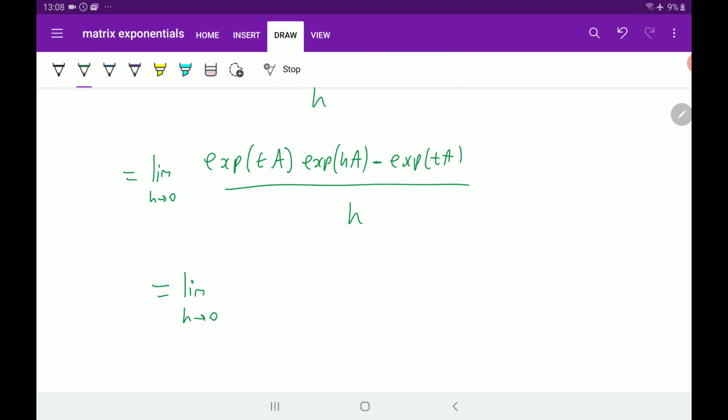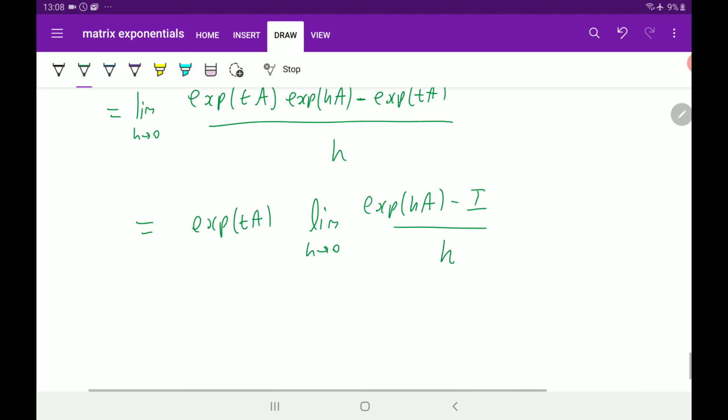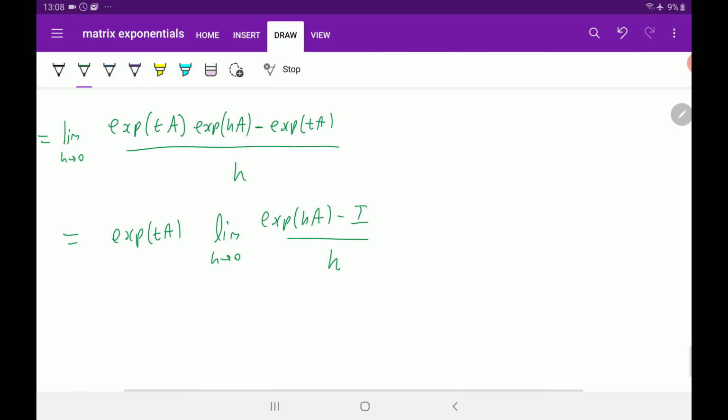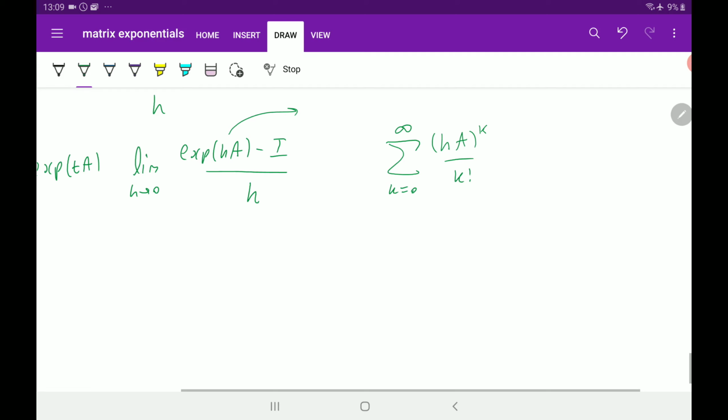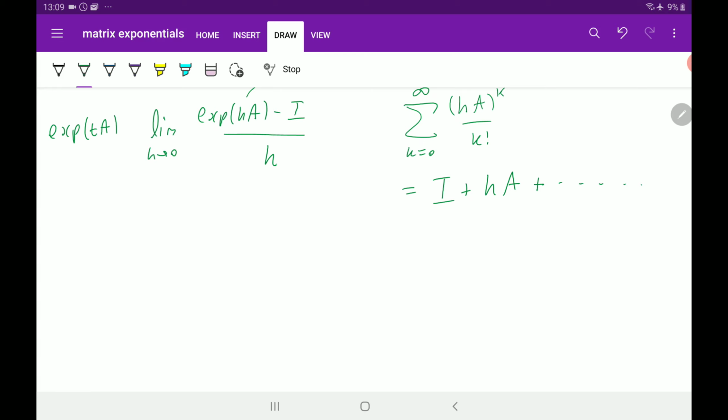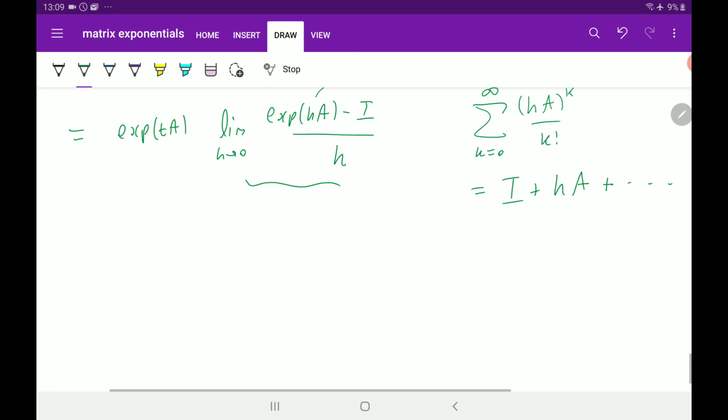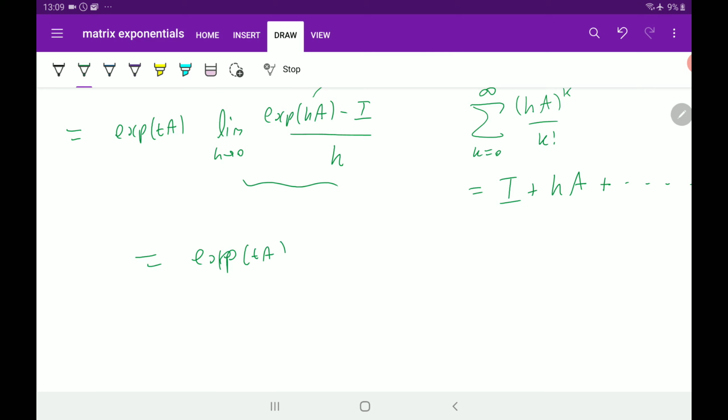And then we can take this guy out, and then we've got the limit as h goes to 0 of exp hA minus the identity matrix over h. Okay, but the definition of exp of hA is the sum from k equals 0 to infinity of (hA) to the power of k over k factorial, right? And this is just the identity matrix plus h times A plus higher order terms, and I'm dividing by h. The I's cancel, and I'm just left with A, therefore. So this is exp of tA times A.